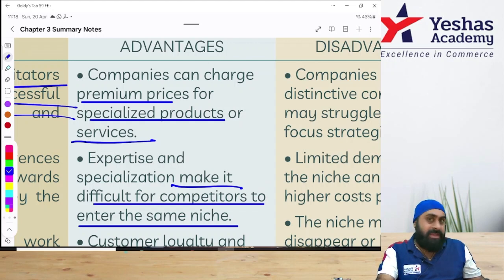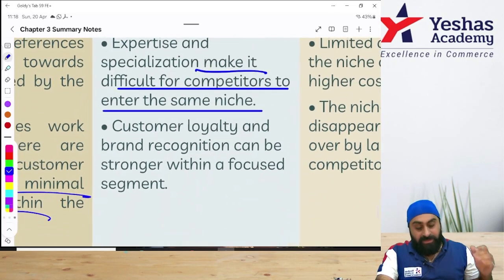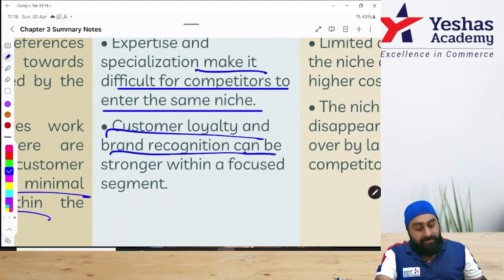almond milk will be very expensive. Why is it going to be expensive? Because we are focusing on you as a segment of the market, and we know that you cannot go for the original product. You need a focused product. You need a specialized product for yourself. Let me charge a premium price on that. So that is the reason they are charging premium price, because they are saying they are specializing in your particular segment. Customer loyalty and brand recognition can be stronger within the focus segment.